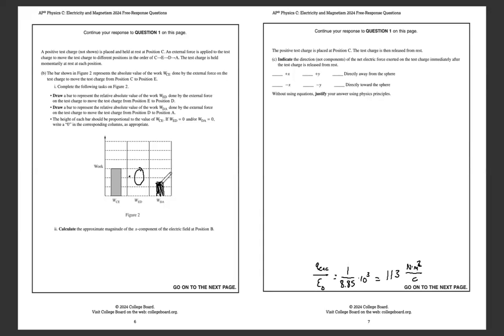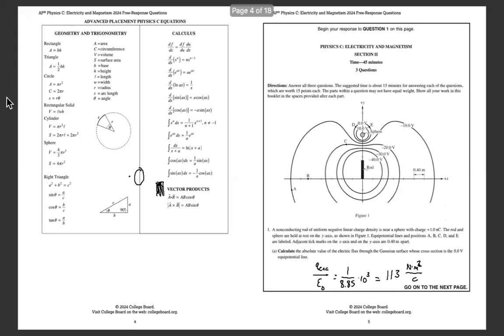Calculate the approximate magnitude of the electric field. Same sort of a deal from last time. Let's approximate it by delta V over delta X. And that's at position B? Let's take that point right there. Let's take this point right here. That's a change of 3.5-ish tick marks, which is about a distance of 1.4 meters.